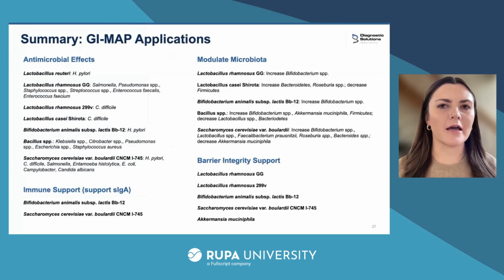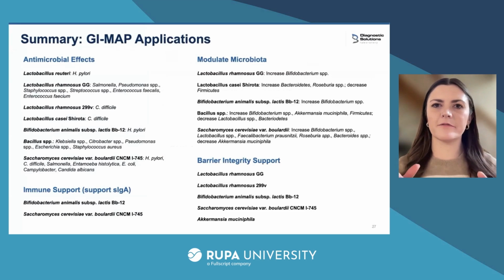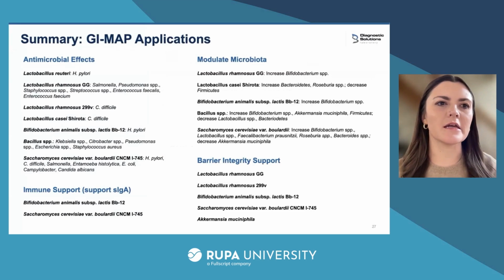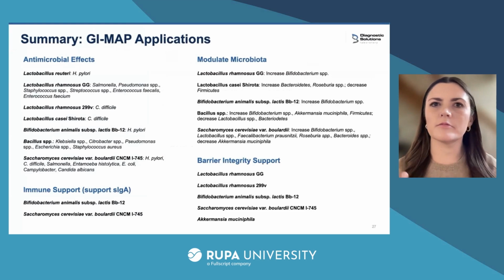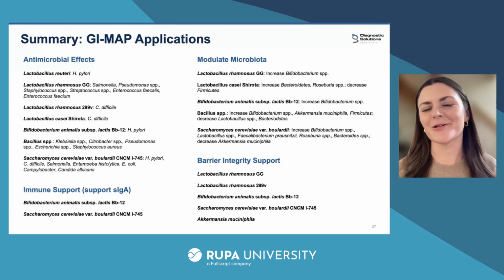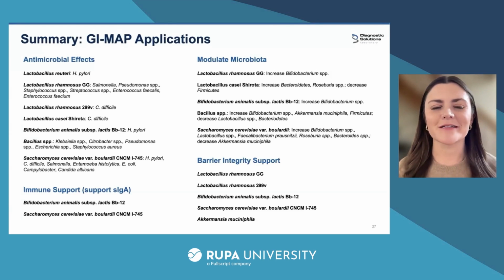So just to summarize here, if we zoom out and think about how we might use the GI map to help guide probiotic supplement recommendations, a couple of themes that we've talked about in today's class. So looking at antimicrobial effects, again, GI map is looking at a number of different pathogenic and opportunistic microbe targets. So using probiotics more for that. We want to support the immune system, supporting secretory IgA. So a few strains to consider there. Looking to modulate the microbiome.